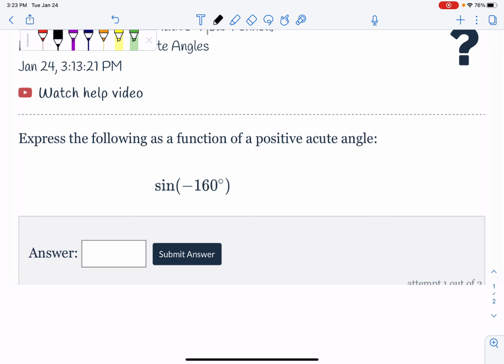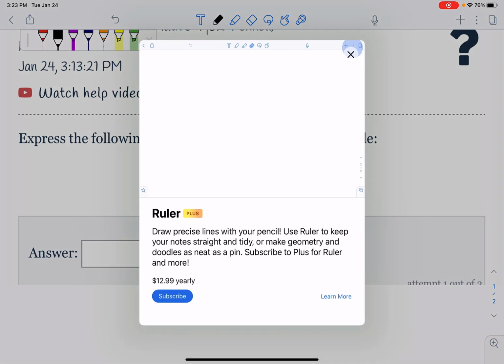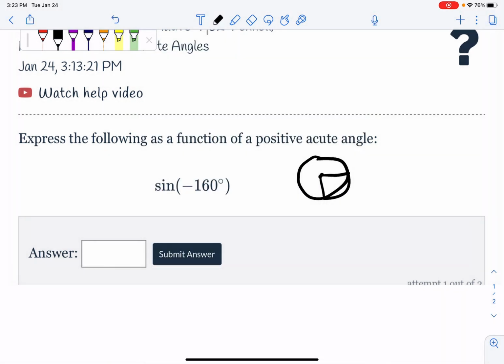So again, we're going counterclockwise around the circle from here. If we went 90 degrees, we would be approximately here, but we're not. We're going to go 160, which puts us 20 degrees away from 180 over here. So our reference angle is, in fact, that 20 degrees, which would be the same as our 20 degrees over here.